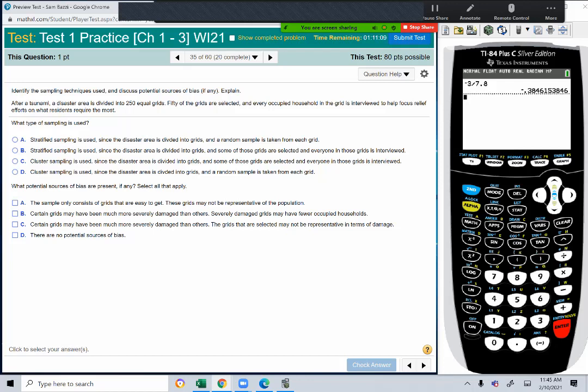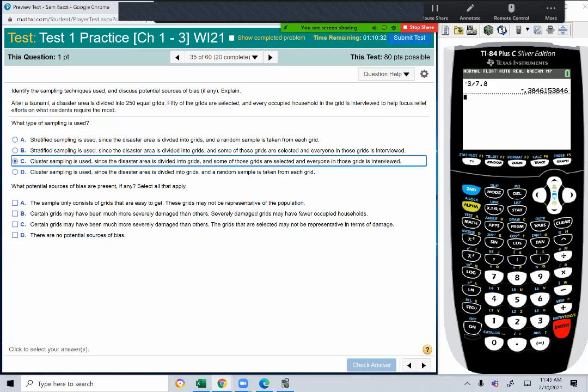After a tsunami, a disaster area is divided into 250 equal grids. 50 of the grids are selected and every occupied household in the grid is interviewed. What kind of sampling technique is this? Cluster. Exactly, because you took 50 of those grids and you interviewed every single household inside the grid. It's not a simple random sample, it's C.